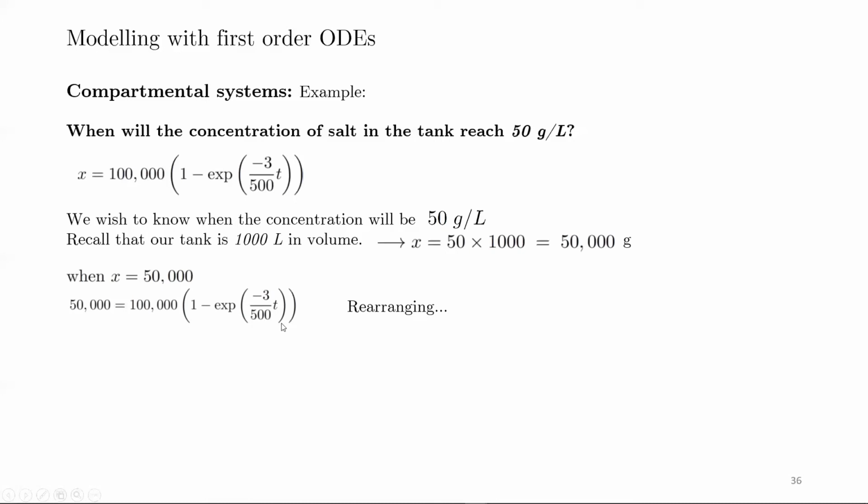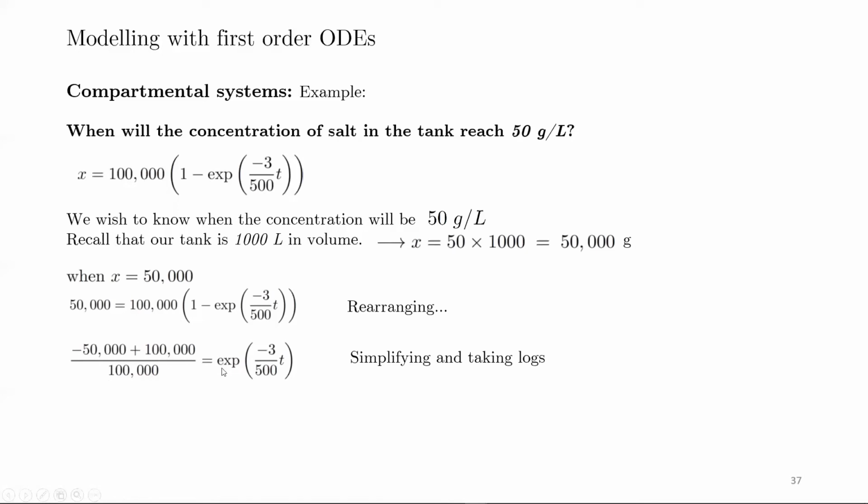Now we need to rearrange this equation to make t the subject of the formula. So I'm going to multiply through this bracket by 100,000. So I get 100,000 minus 100,000 times this exponential, and subtract this 100,000 and divide through by negative 100,000. So I get negative 50,000 plus 100,000 over 100,000, which of course I can simplify, because this is simply 1/2. I probably could have simplified that earlier.